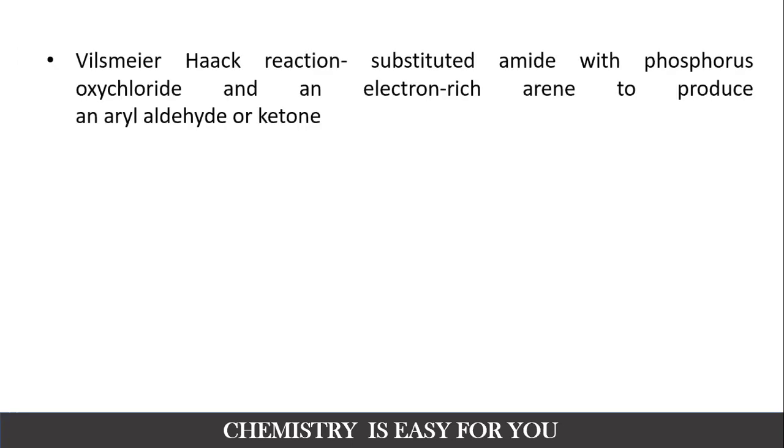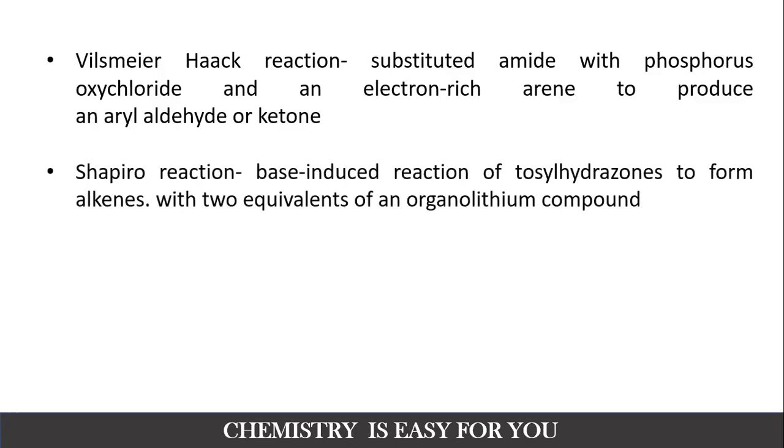Before going to the second question, I have written a brief note on the conversions in the other three options of this question. In Vilsmeier-Haack, a substituted amide reacts with phosphorus oxychloride and an electron-rich arene, and what we get as a product is an aryl aldehyde or ketone. Then the Shapiro reaction is a base-induced reaction, and we will always have a tosyl hydrazone, and the product will be an alkene. Also there will be an organolithium compound on the reactant side.